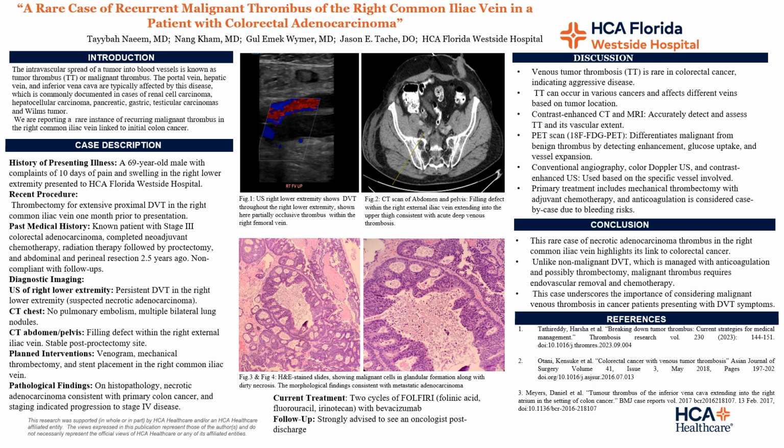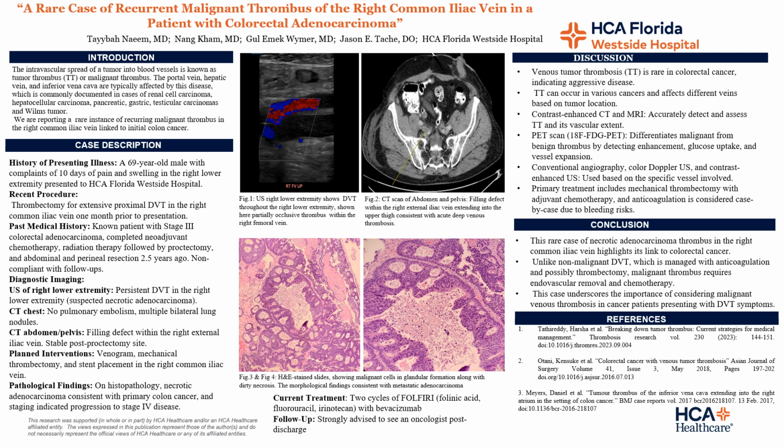Planned interventions include venogram, mechanical thrombectomy, and stent placement. Interventional radiologists accessed through the right popliteal vein and removed the entire clot from the right common iliac vein, as well as involved tributaries, followed by stent placement in the right iliac vein.